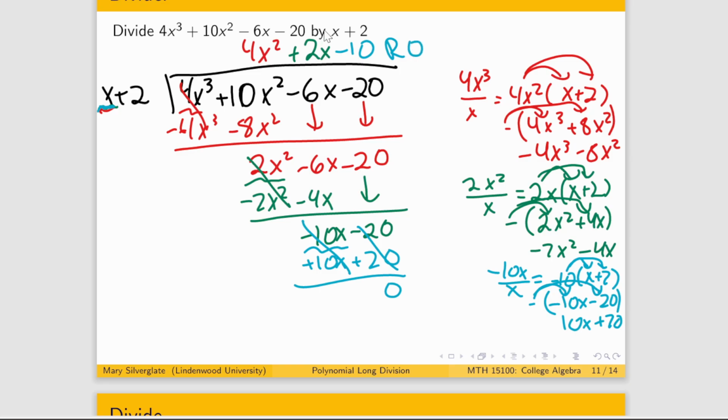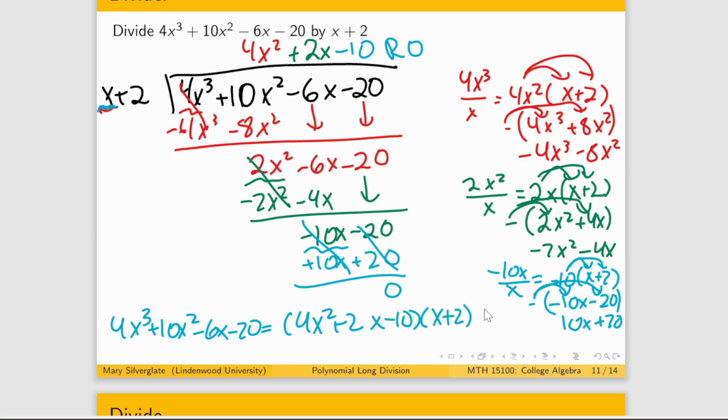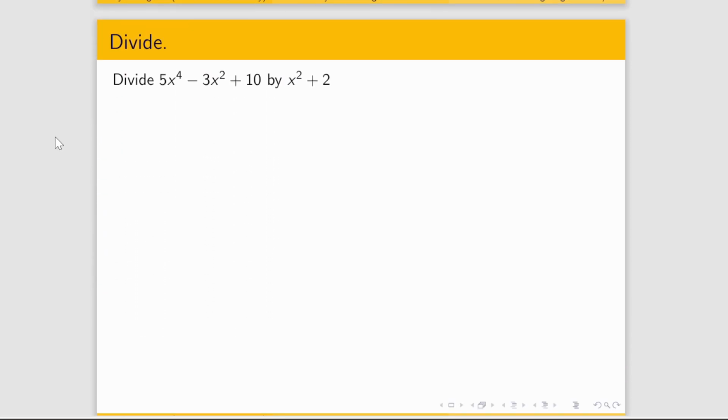I just figured out that 4x cubed plus 10x squared minus 6x minus 20 is equal to 4x squared plus 2x minus 10 times x plus 2, because there is no remainder, it's kind of secretly plus 0, which is super nice because I just figured out x plus 2 is indeed a factor of this, which is how we're really going to be using this in the next section.